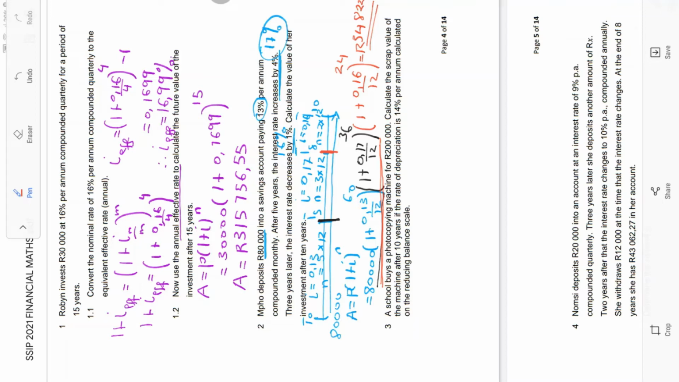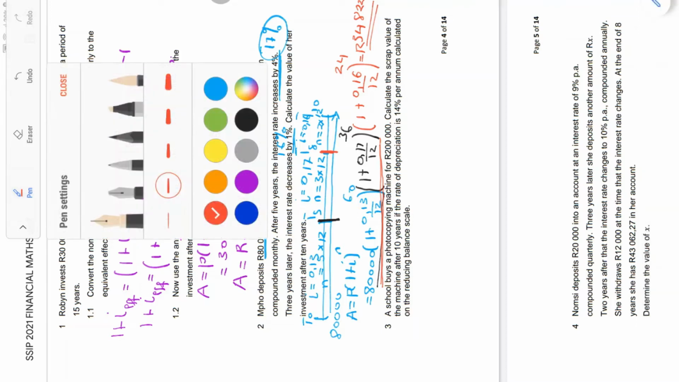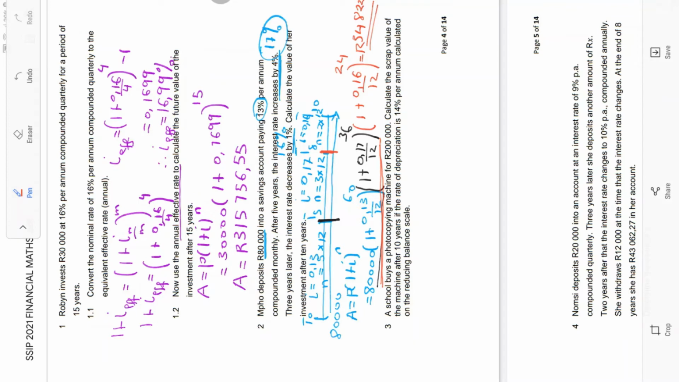So within the 10 years, there's been a change in the interest rate. So let's go to question number 3. Question number 3 talks about a school. A school buys a photocopying machine for 200,000. Calculate the scrap value of the machine after 10 years if the rate of depreciation is 14% per annum, calculated on the reducing balance scale.